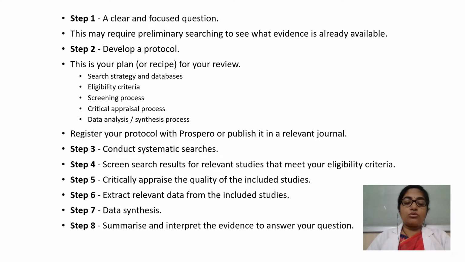The third step is to conduct the systematic searches that we have planned. Screen the search results for relevant studies that meet the eligibility criteria. Then we critically appraise the quality of included studies. Then we extract the relevant data from the included studies. We synthesize the data, make meaning out of it, and summarize and interpret the evidence to answer our research question. So this is all in all the whole process of systematic review.